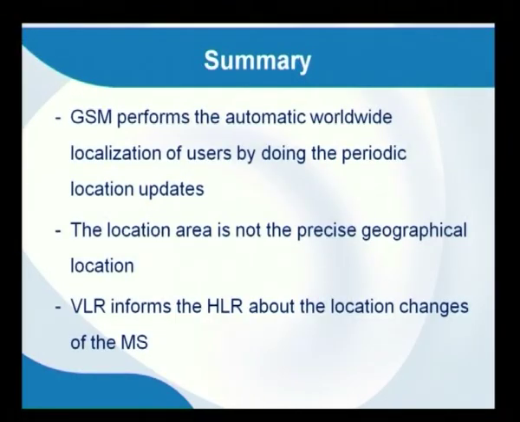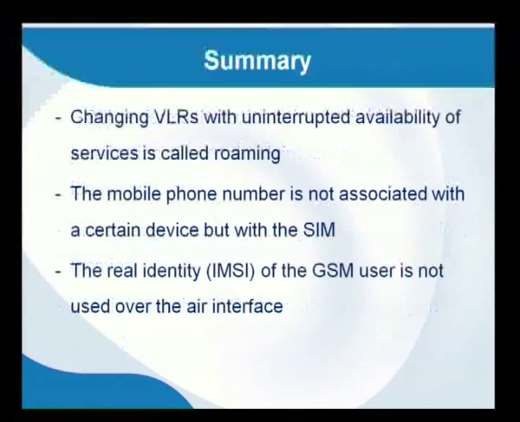Let us summarize what we have discussed. GSM performs the automatic worldwide localization of users by doing periodic location updates. The location area is not the precise geographical location. VLR, that is the visitor location register, informs the home location register about the location changes of the MS. Changing the visitor location registers with uninterruptible availability of services is known as roaming. The mobile phone number is not associated with a certain device, but it is associated with a SIM card. The real identity or IMSI of the GSM user is not used over the air interface.